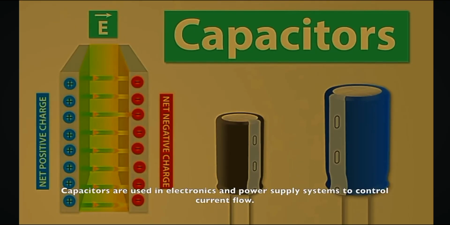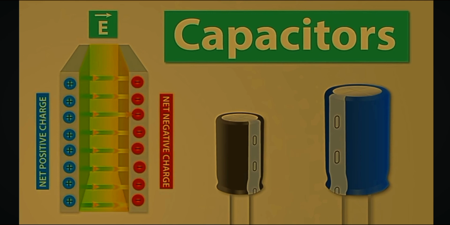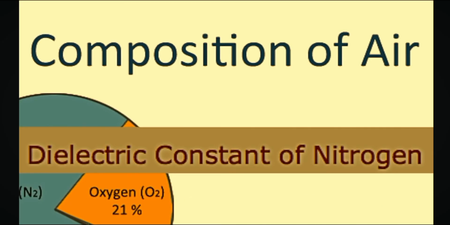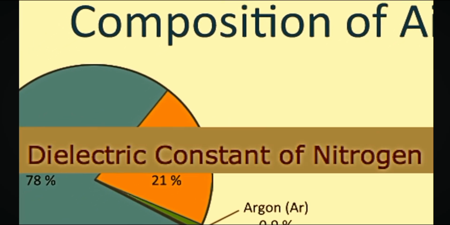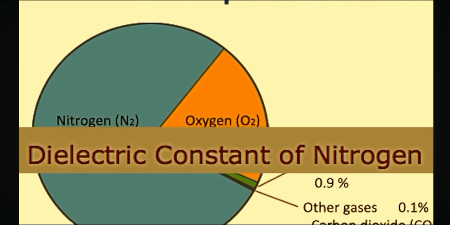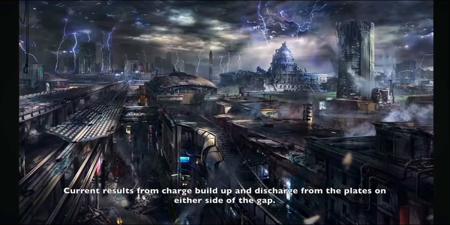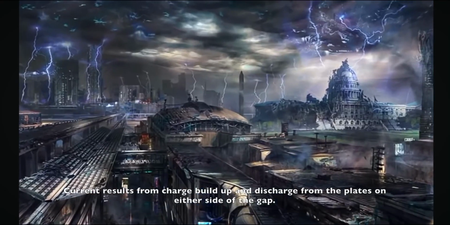Capacitors are used in electronics and power supply systems to control current flow. They are composed of two conductive plates facing each other with a gap between. The gap is filled with a dielectric material that resists current flow, and in its intended operation, current does not pass through the dielectric. Current results from charge buildup and discharge from the plates on either side of the gap.